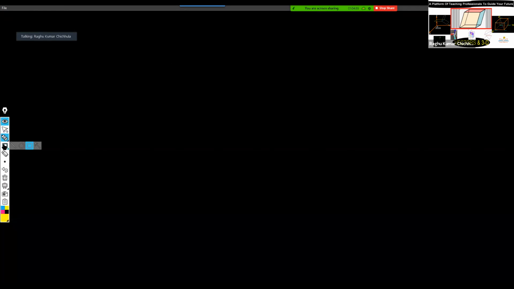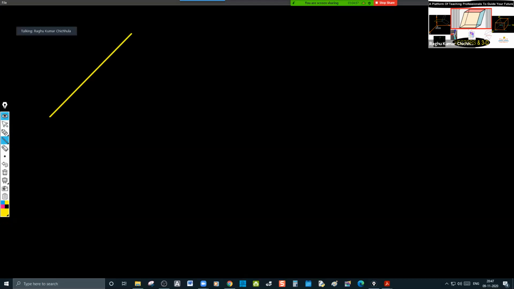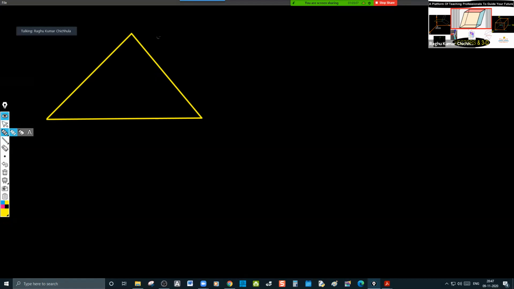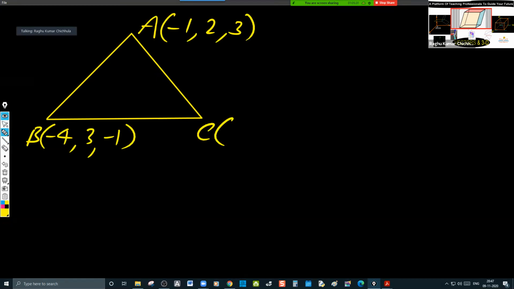Let me explain in a simple manner how fast we can work out the area of the triangle in three-dimensional geometry, not using the three-dimensional formula, but using the vector formula. So I'm taking 3 points here: A(-1, 2, 3), B(-4, 3, -1), and one more point C(5, -3, -1). Now I need delta ABC, which is nothing but the area of the triangle: half modulus of AB bar cross AC bar.